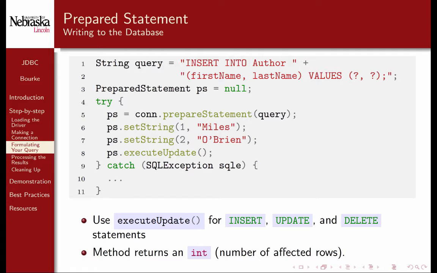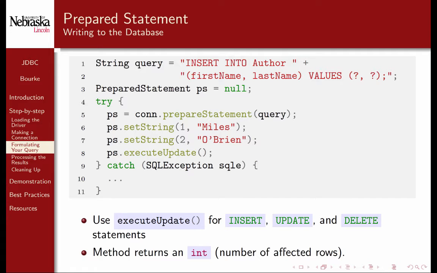In this example, we've set 2 parameters. The indices start at 1, and their types are strings, so we use the setString method to set the parameter values in each query. If the type were an integer or a floating point number, we would use different methods such as the setInt or setDouble method.